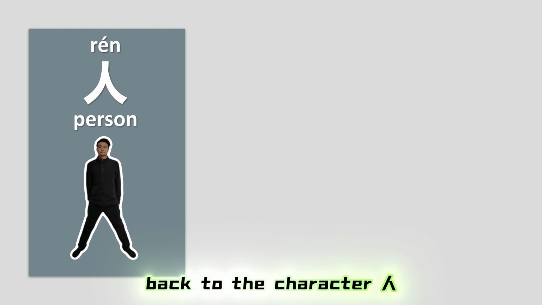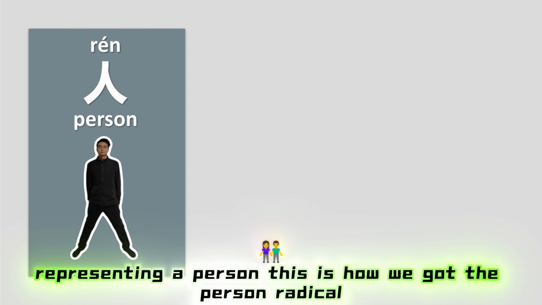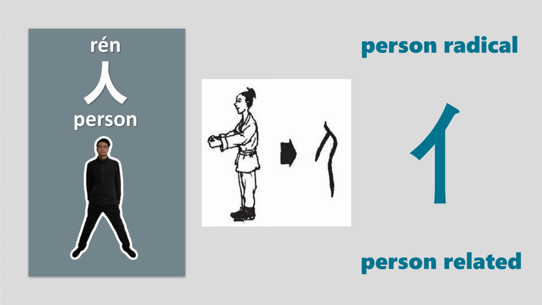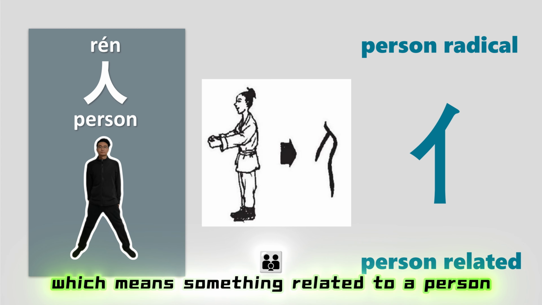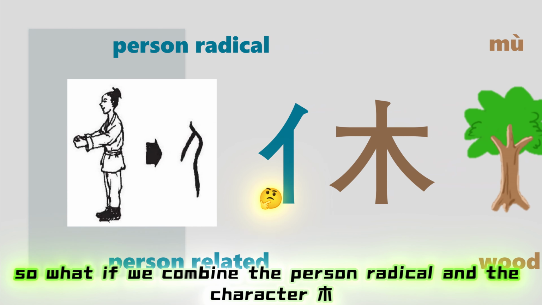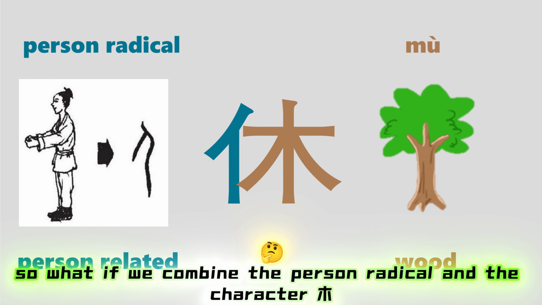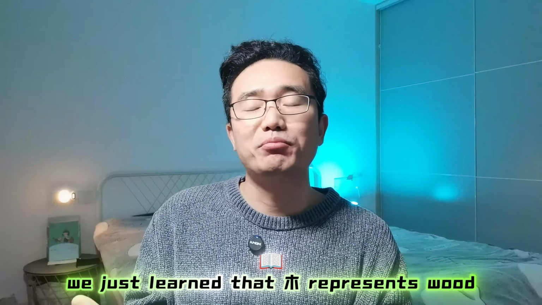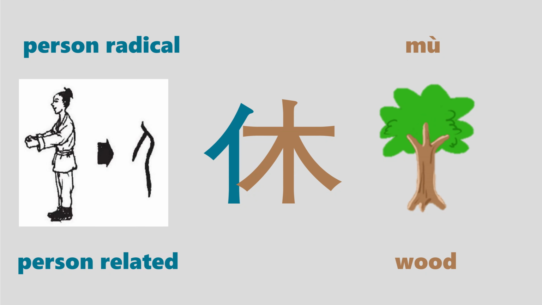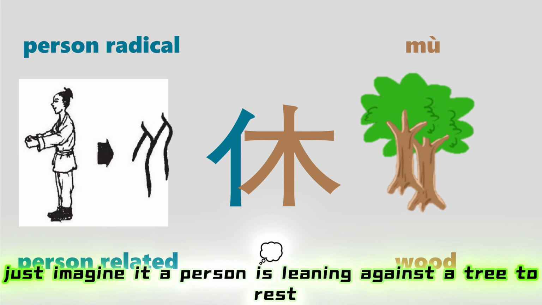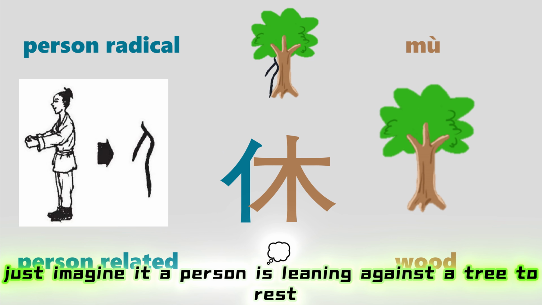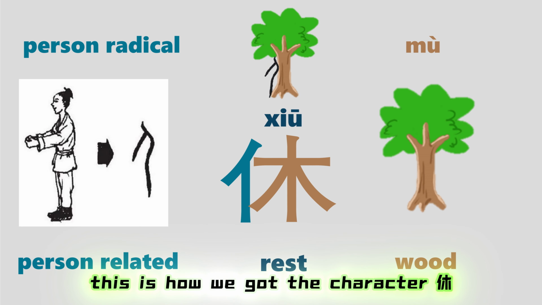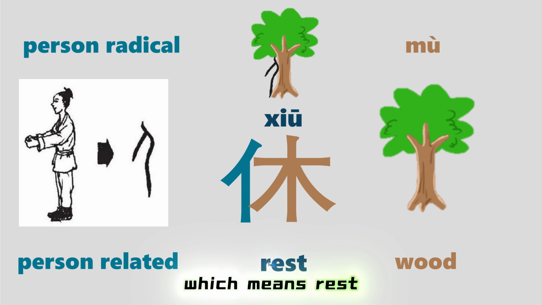Back to the character 人 representing a person. This is how we got the person radical, which means something related to a person. So, what if we combine the person radical and the character mu? We just learned that mu represents wood. Just imagine it. A person is leaning against a tree to rest. This is how we got the character 休, which means rest.